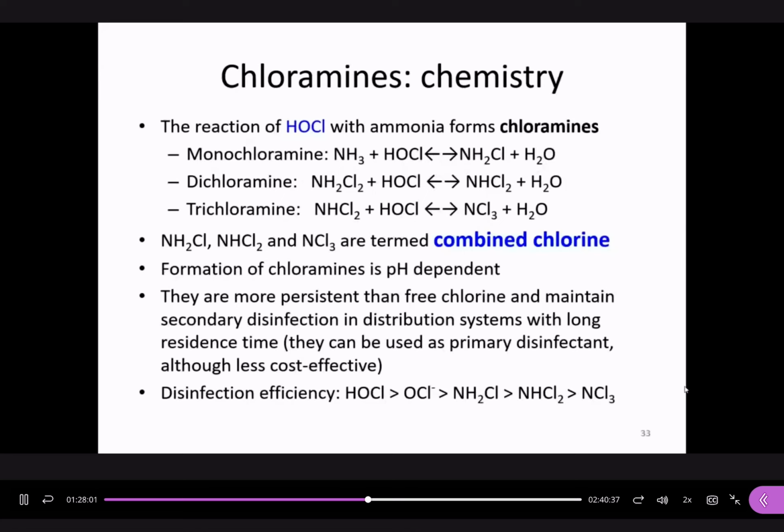Okay, chloramine. So why do they stay longer compared to free chlorine? Because they are less reactive, right? That's understandable. If they are more reactive, they react. So they are less reactive, therefore less effective, less powerful than free chlorine. Disinfection efficiency, if we compare, hypochlorous acid is stronger than hypochlorite, right? Stronger than monochloramine, then dichloramine, and then trichloramine. That is the order.